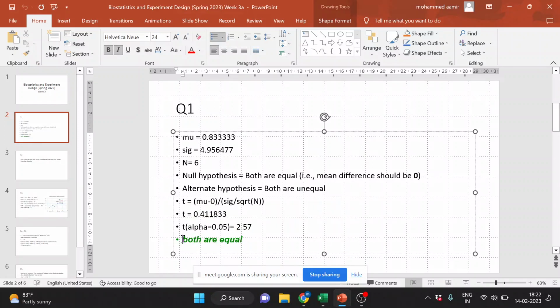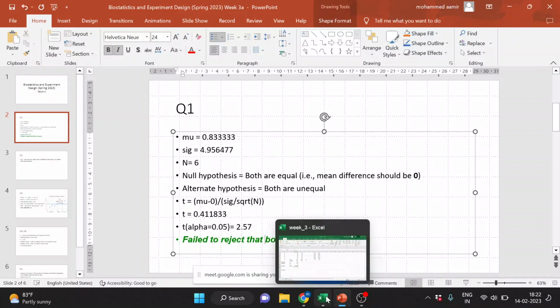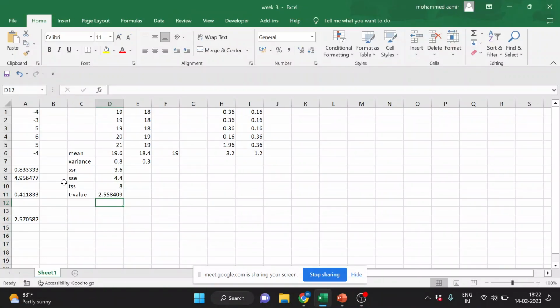The correct statistical statement would be "failed to reject that both are equal." This is the conclusion you would draw from the statistical test you did. Okay. I'll show in Excel how to get this t value if you don't want to look up tables.